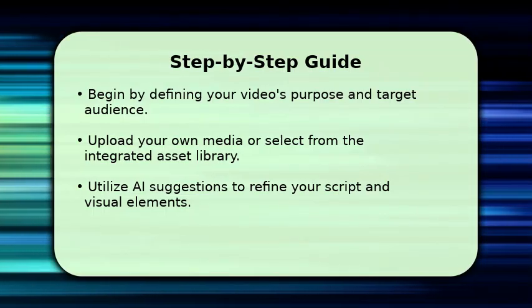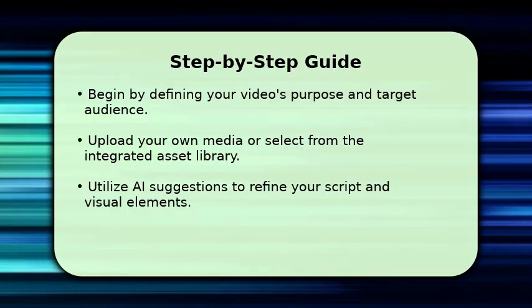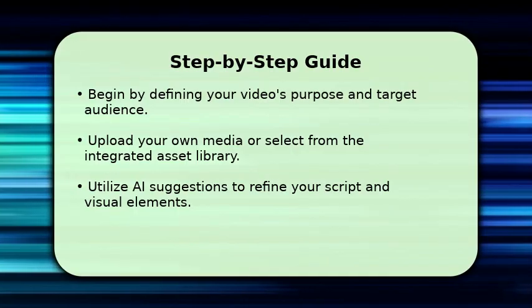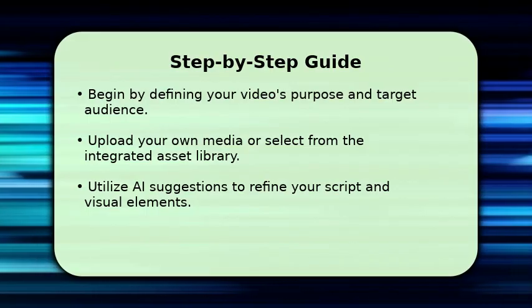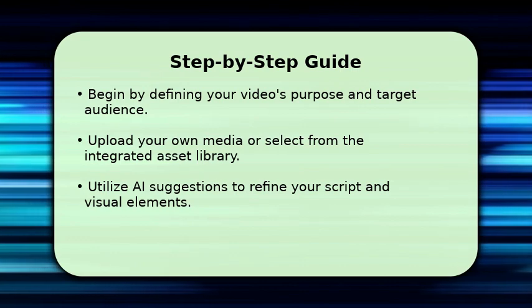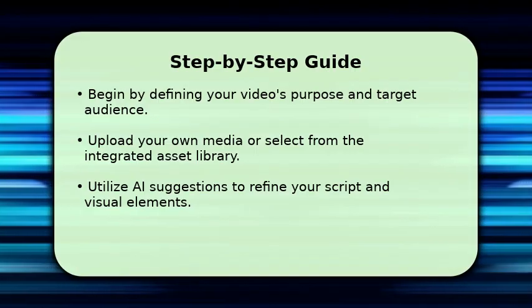Getting started with Gemini Video AI is straightforward. First, clearly define your video's purpose and who your target audience is. This guides the AI. Next, you can either upload your own media assets, such as images or video clips, or choose from the extensive integrated asset library. Then, let the AI assist you by generating initial script drafts and suggesting visual elements. You can then refine these suggestions to perfectly align with your creative vision.